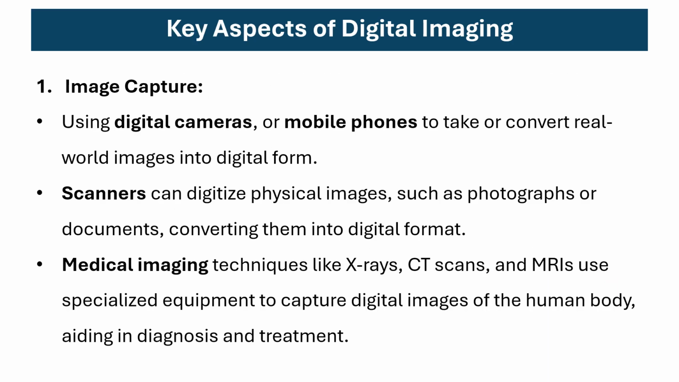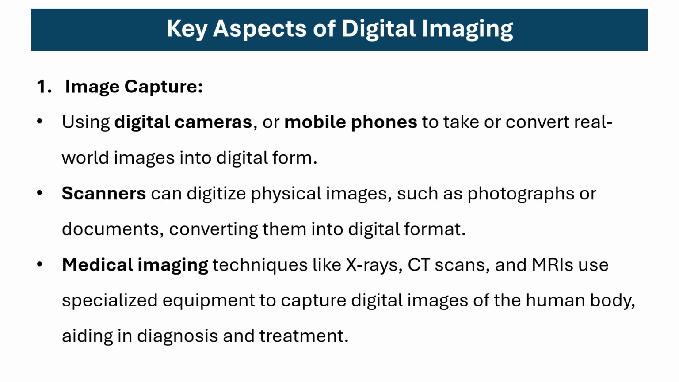Key aspects of digital imaging. One is image capture. So how do we capture images? We capture images by using digital cameras and mobile phones. And what they do is convert real world images into digital form.